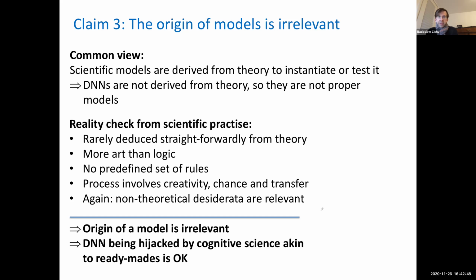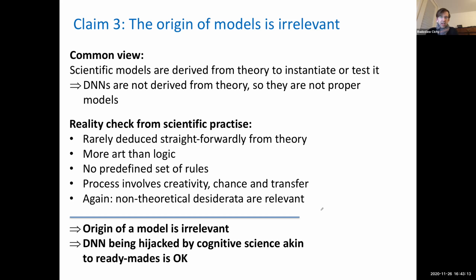And again, non-theoretical desiderata are relevant. What makes a model a good model might be that you can run it fast on your computer and get it done, rather than something else. So from this, I would say that the origin of a model is completely irrelevant for its scientific value. And therefore, deep neural networks being hijacked by cognitive science from other fields is just totally fine.